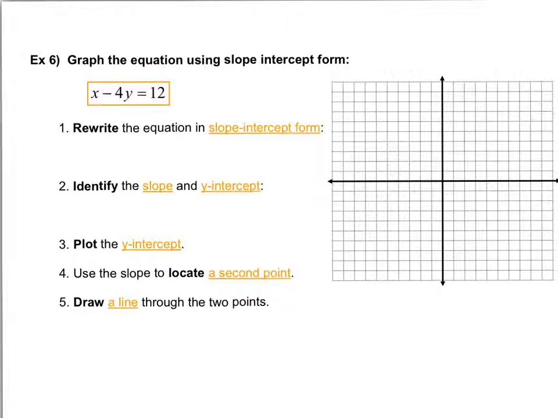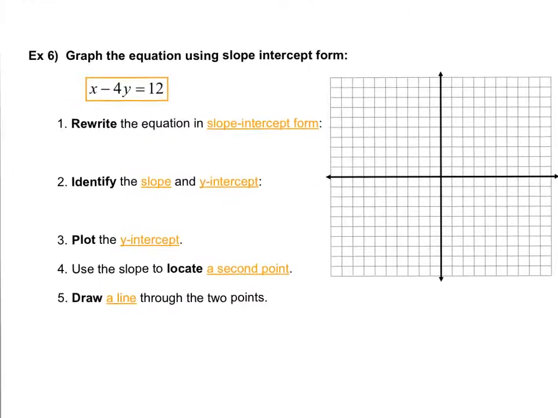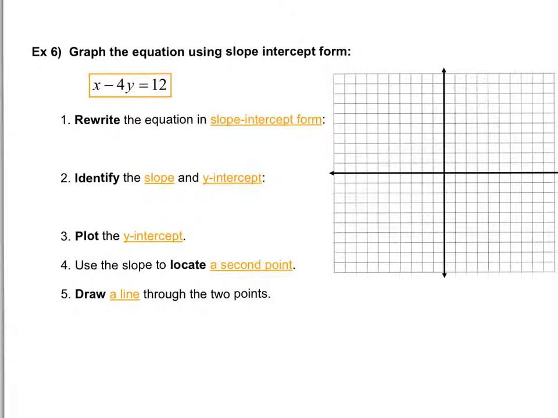All right, the last problem of today. Okay, we have the same kind of problem that we've had before. So now, example 6, write the equation down. You have x minus 4y equals 12.